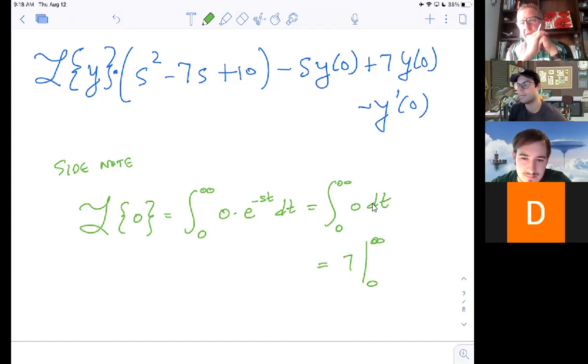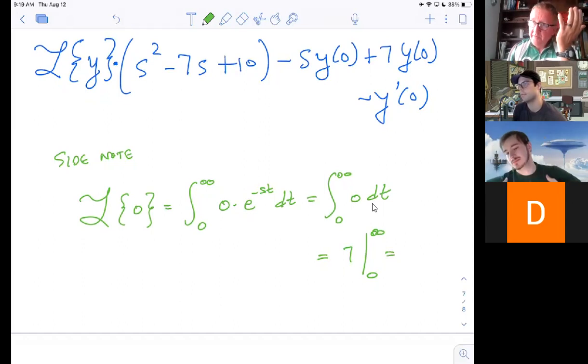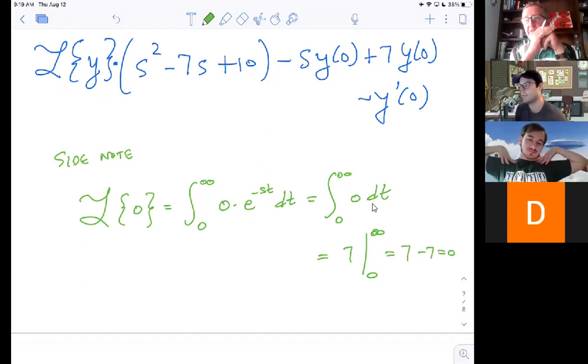What do you notice? Where do you plug infinity and 0 into? Nowhere, because there's no t's. Does that make sense? So when you plug infinity in, you get 7. I mean, isn't that the definition of y equals 7? No matter what you plug in for x, you get out 7. So when you plug infinity in, you get 7. When you plug 0 in, you get 7. You subtract those. It is 0.